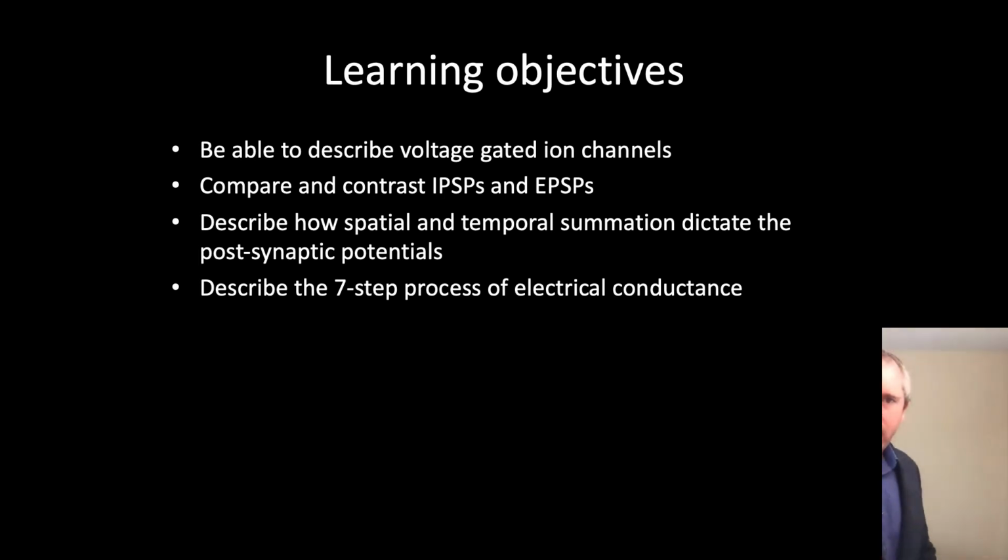So the learning objectives here to finish up the ePhys component are, I want you to be able to describe voltage-gated ion channels, compare and contrast IPSPs and EPSPs, describe how spatial and temporal summation dictate the postsynaptic potential, and describe the 7-step process that the book really lays out here. This isn't the only way it can happen, but I think it's a good example, this 7-step process. And if you get this, I think you have the basis of electrical conductance.